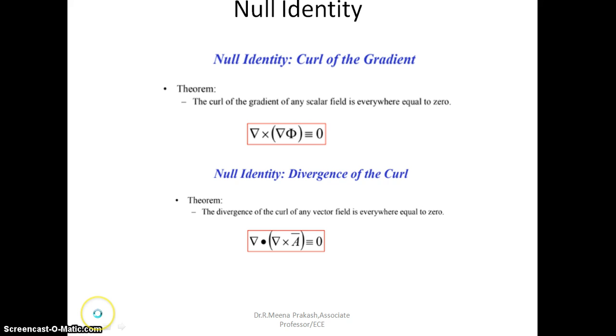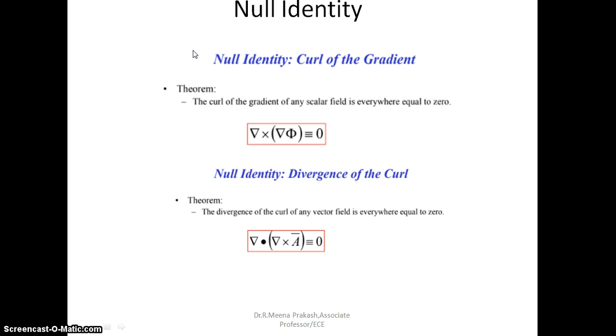Next, coming to the null identities, there are two. One says that the curl of the gradient is 0, and the other says that the divergence of the curl is 0. What is the gradient? Del phi. What is the curl of the gradient? Del cross del phi equals 0. Divergence of curl: the curl is del cross A, so del dot del cross A equals 0. These two are called the null identities.